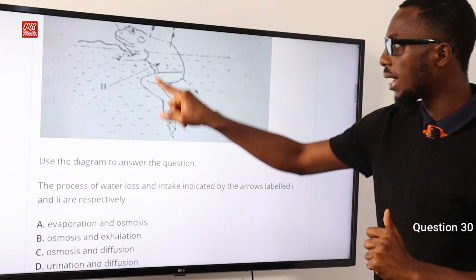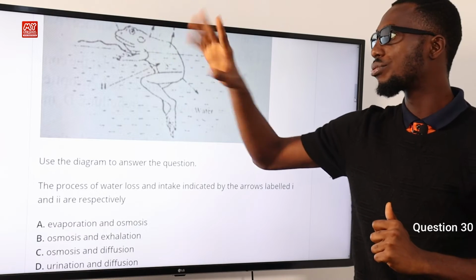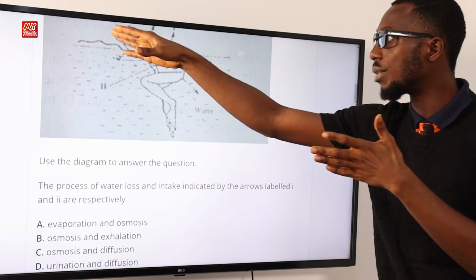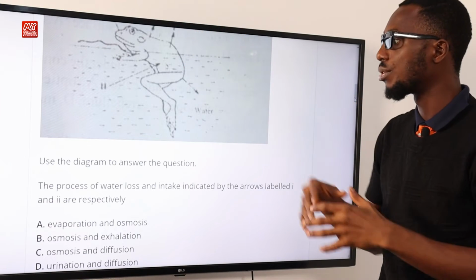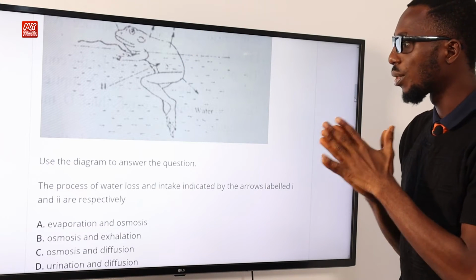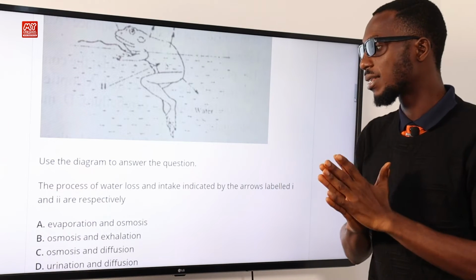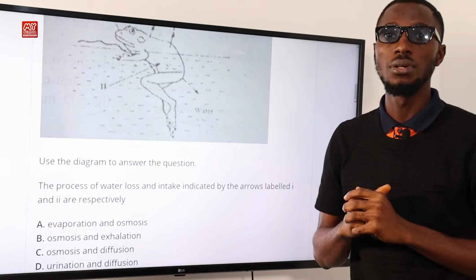Then we talk about exhalation, which is through the lungs, that leads through the buccal cavity, or you can refer to it as the nostril. So going back to the question given to us, I indicates osmosis, II indicates exhalation. So the correct option here is option B.